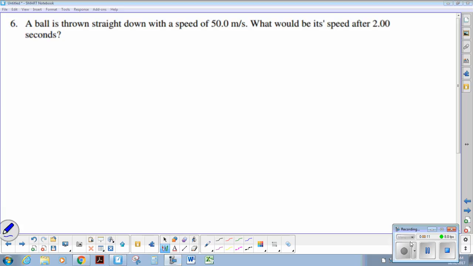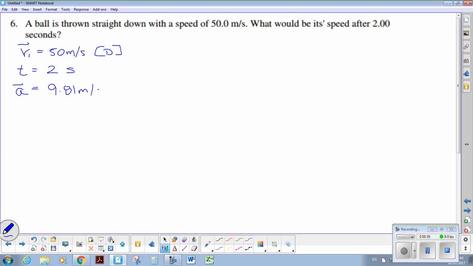So this is where you gotta list your information. I'm always a big fan of making sure you list what you know. So v1 is the initial velocity, 50 meters per second down. I'm also given time. Time is 2 seconds. And remember, there's always that piece of information that questions will never give you. It's that information you are supposed to assume. So acceleration, and that's 9.81 meters per second squared, also down.